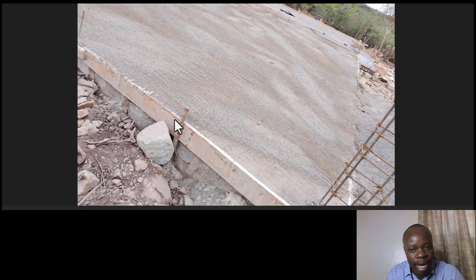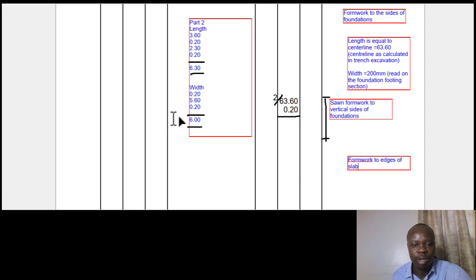So what is of essence is for you as a quantity surveyor to know how to measure this item. From this image, it's clear that you can see the formwork is at the edge on the external side. It means it's also at the face of the foundation footing. So that said, it shouldn't be a problem for you to follow up and get the length of what you have at this particular point.